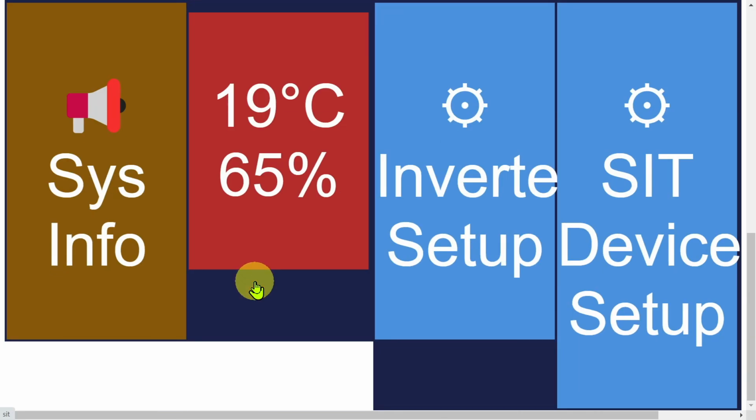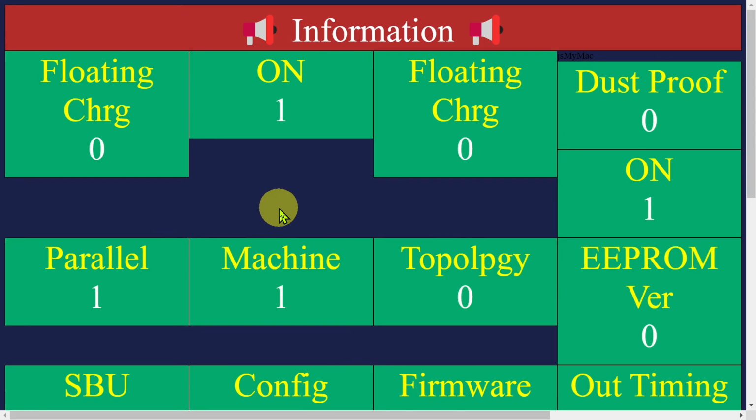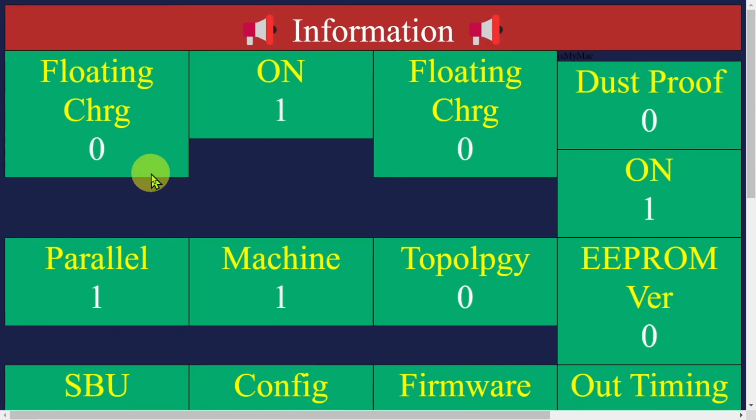Then we have some system information. This page needs some improvement. I may consider it later. 0 stands for disabled or inactive. 1 stands for enabled or active. This is just an information page, not a setting page.